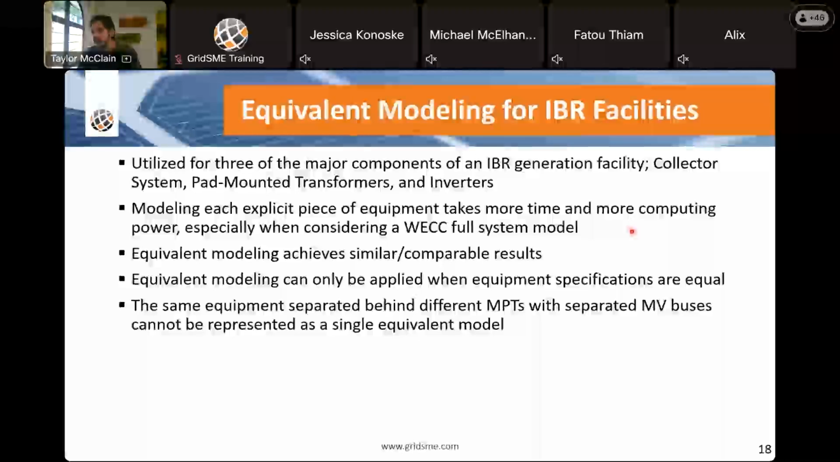And so the equivalent modeling can only be applied to equipment with essentially the same exact specifications. We'll discuss that as we go through each inverter. And the equivalent modeling also has things that show up, such as having different medium voltage buses on the MPTs. There are certain instances where you can't apply equivalent modeling to get to just a single inverter, a single transformer, and a single collector system, but in a lot of cases you can, and that cuts down on time and computing power.